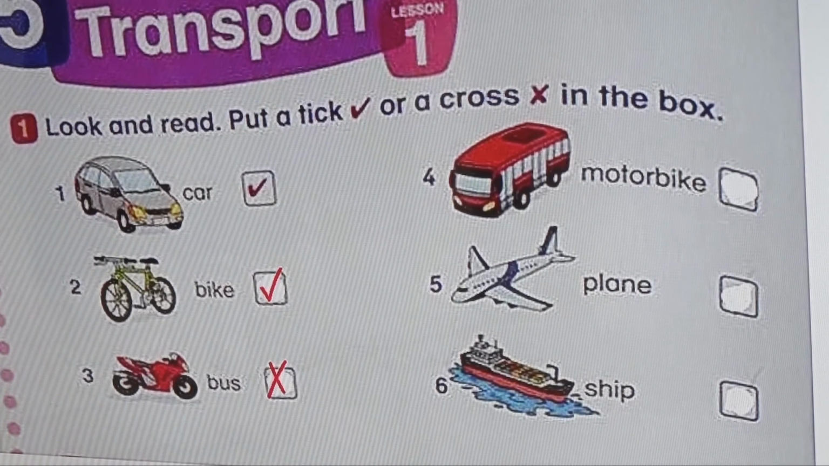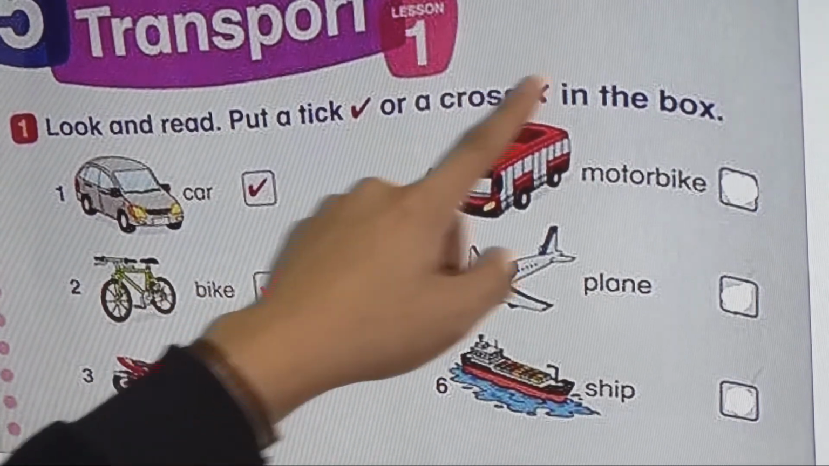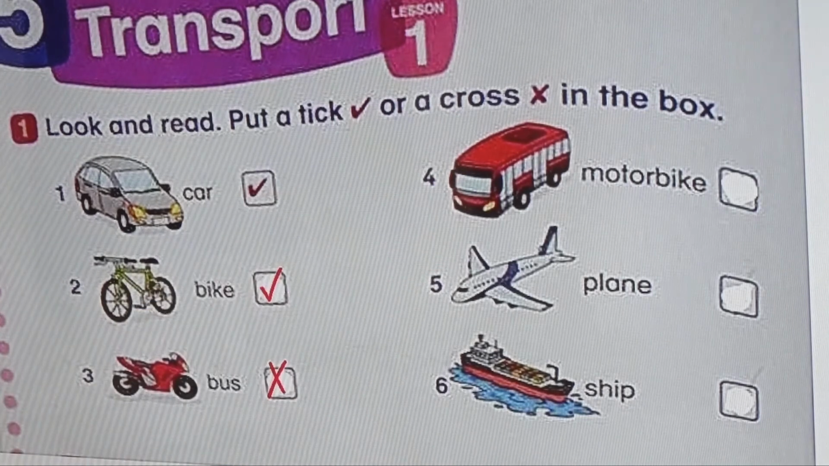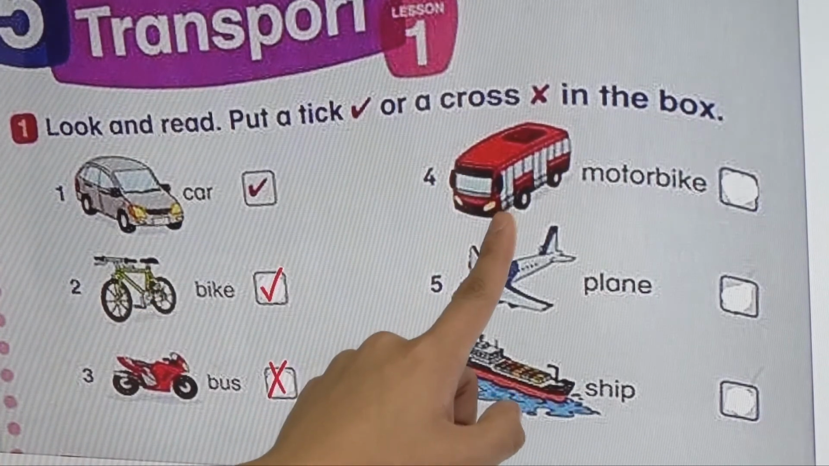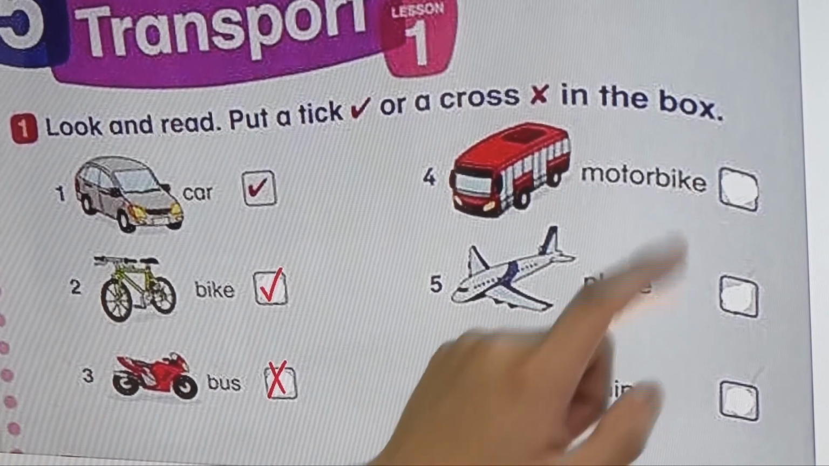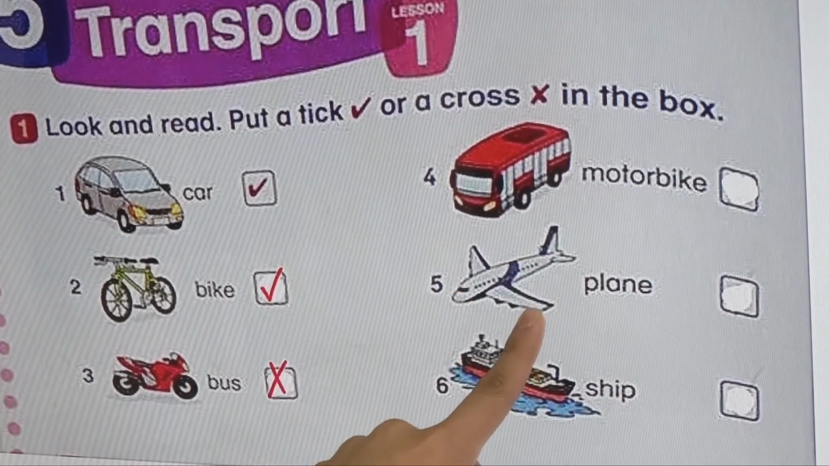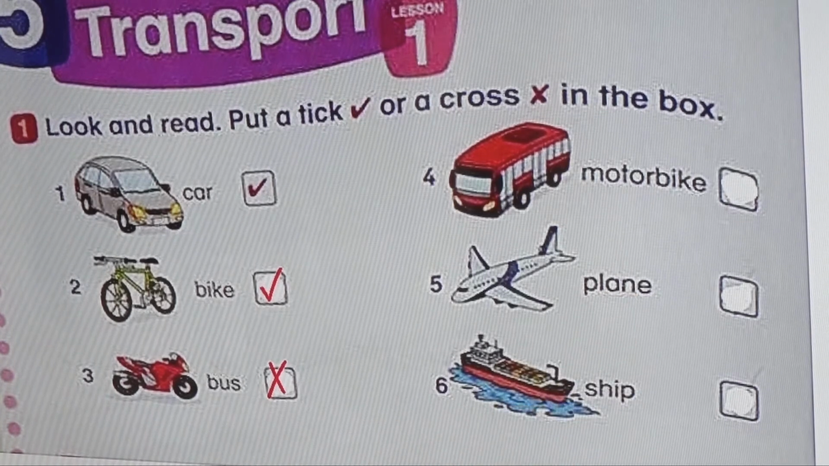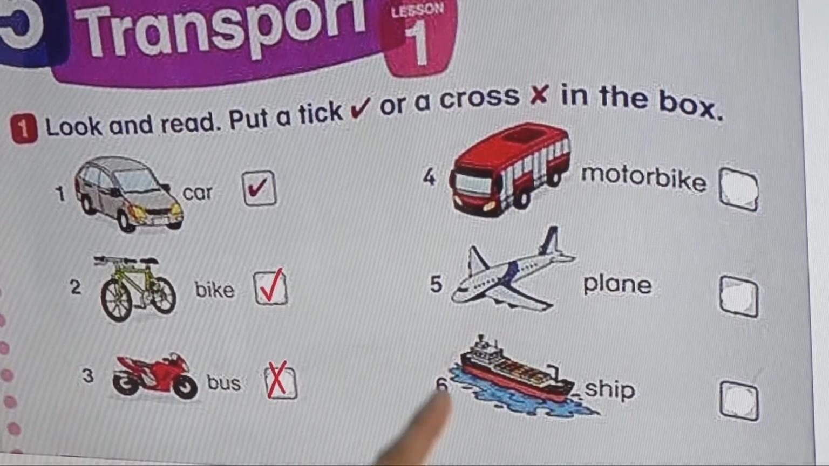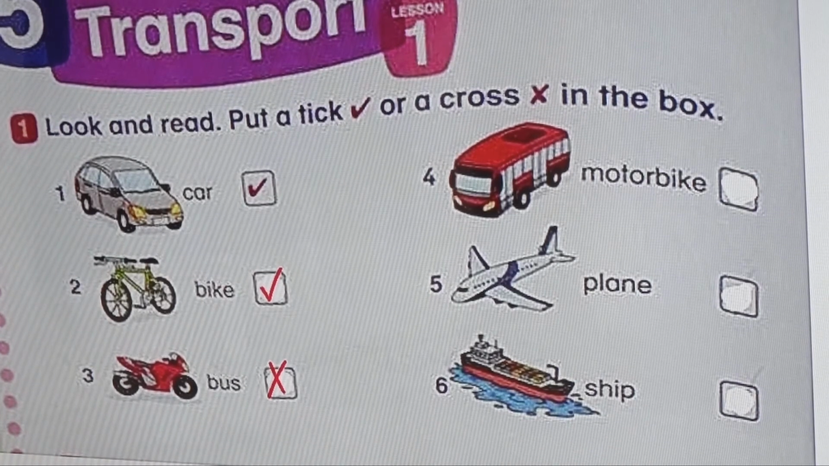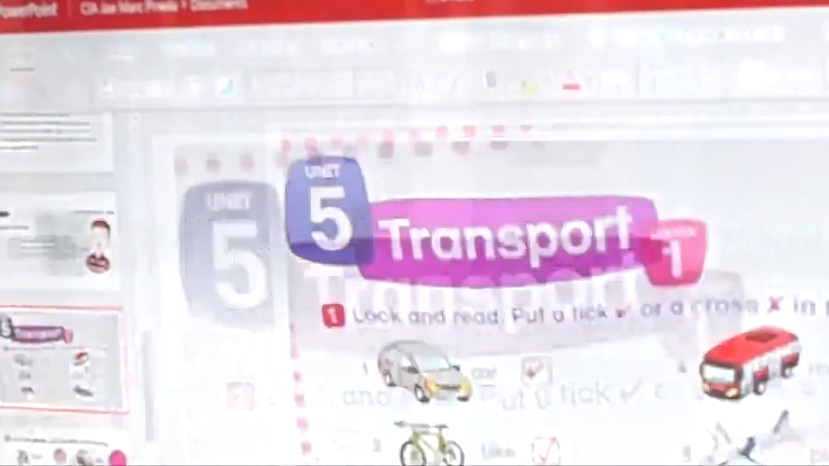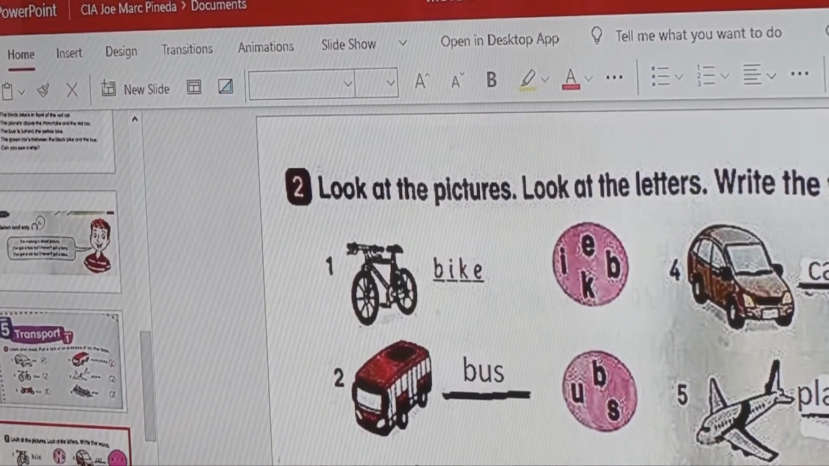Alright, good. Now, 4, 5, and 6, I will give it to you as homework, okay? Let me read it out for you. Now we look. Motorbike, right? Is it a motorbike? Number 5, we look. Plane. Is that correct? Number 6, ship. Is that correct? Alright, so put a tick or cross for you. Alright, now let's go to the next one.